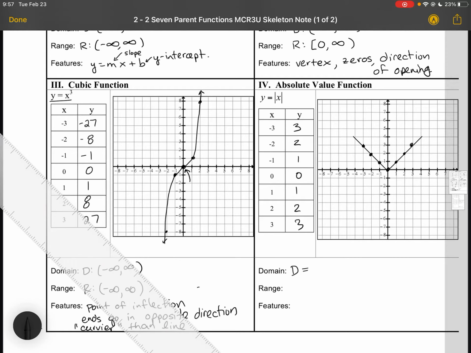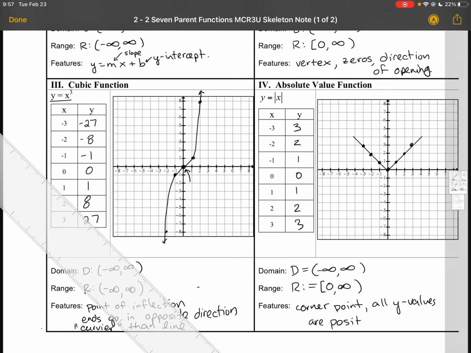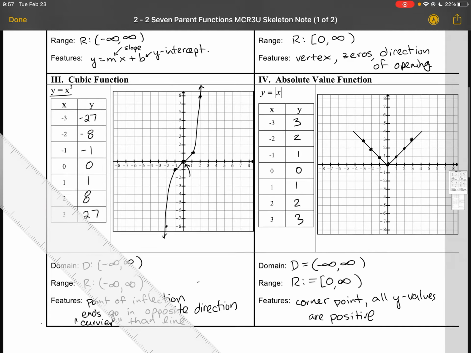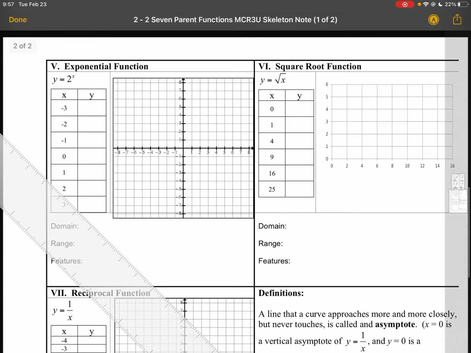Our domain, just like the previous ones, is minus infinity to positive infinity. Our range this time is all the values 0 and above, sort of like our parabola. So the features of this graph is that it does have a corner point. It's not a curve like the parabola. And all our y values are positive. Okay, so moving on, we've got 3 more graphs.